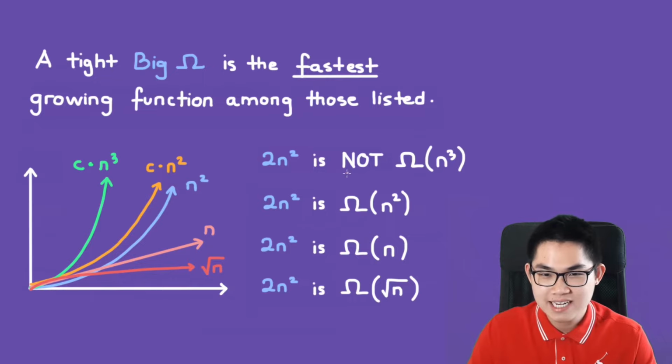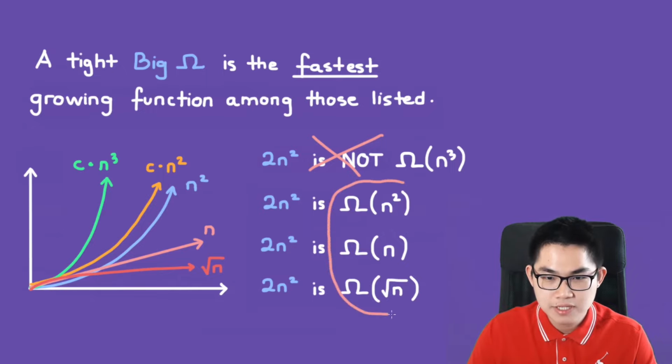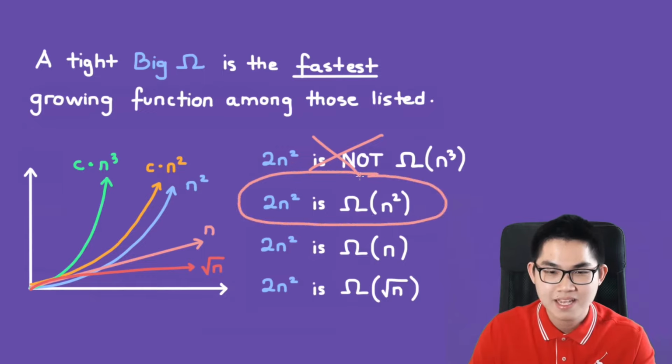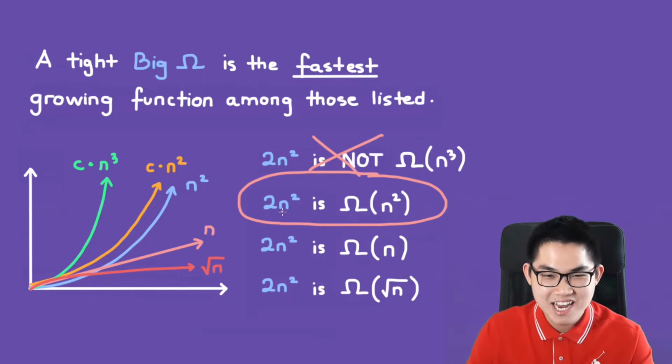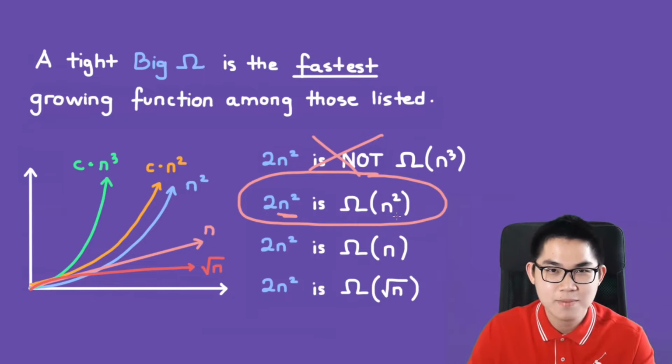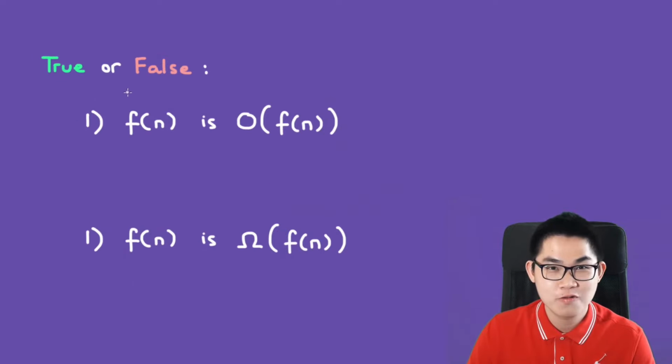Well, first of all, you see that this is not big omega, so you can safely ignore this one. Now again, if you look at the definition, type big omega is the fastest growing function among those listed. So out of these options, the fastest one is obviously this one, right? So we're going to select this one. And you can also notice that here we have n squared, and this is also n squared, so they're of the same order.